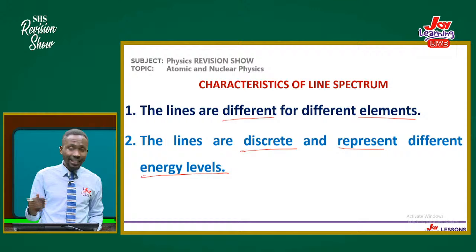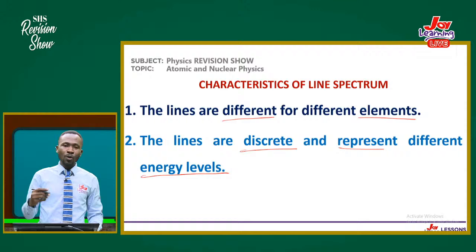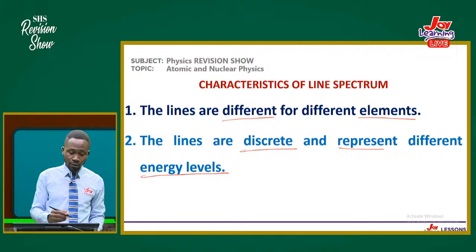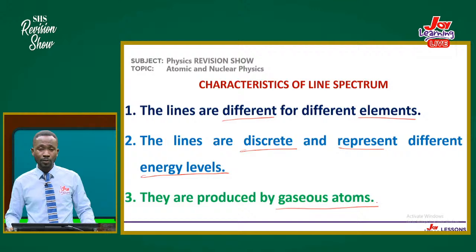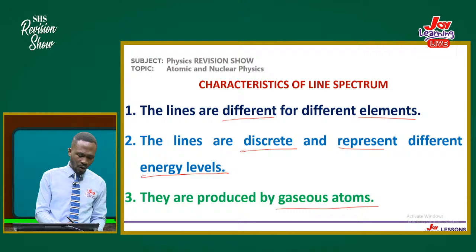So when you see the line spectrum being produced, let's say an electron is moving from energy level 1 to 2, that electron will give us a line spectrum which will be so different from one moving from energy level 1 to 3. So the lines are discrete and represent different energy levels. Then the next one is that these lines are produced by gaseous atoms. These are some of the characteristics of line spectrum.